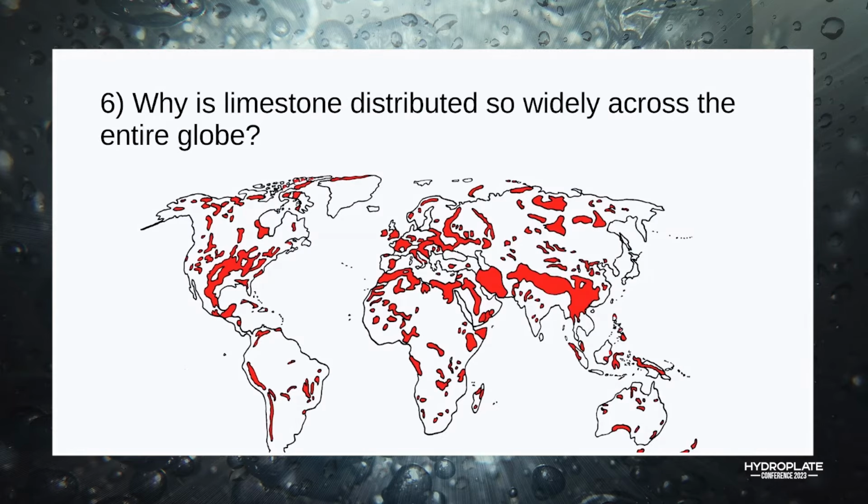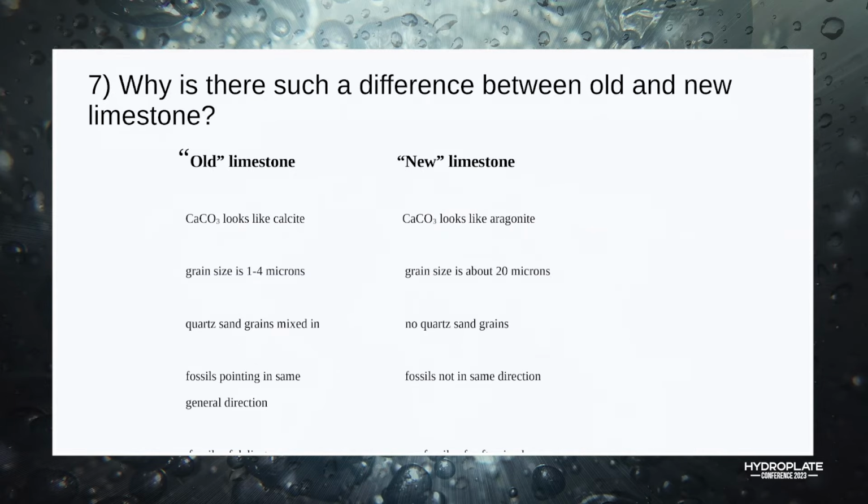6. Why is limestone distributed so widely across the entire globe? If it's a product of a warm, shallow sea, then that means those places up in Siberia and Greenland and northern Canada had to have been in a tropical or subtropical region for a long time in order to build up these layers of limestone from the clams and oysters.